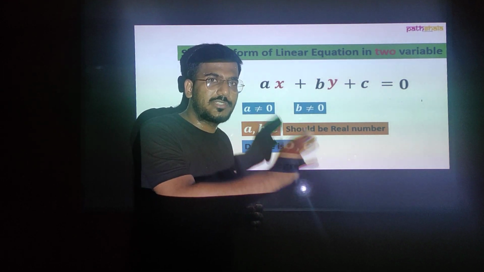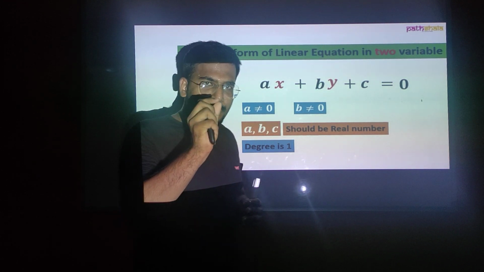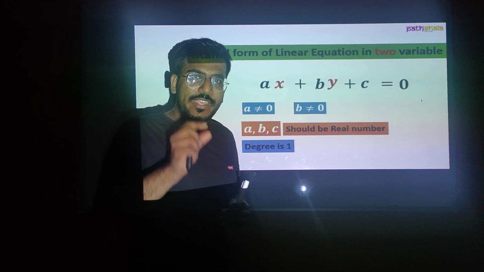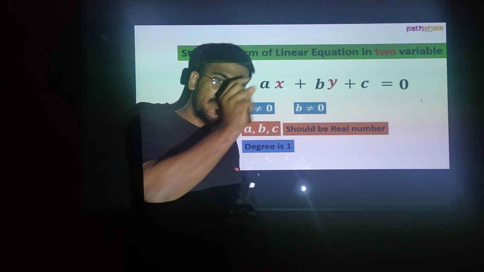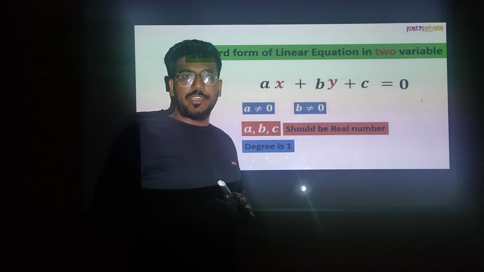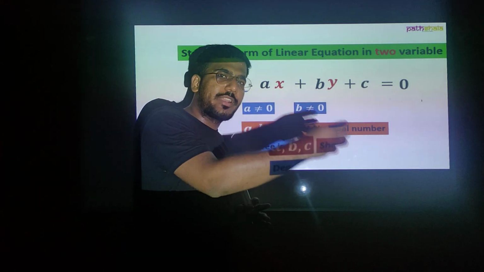ax plus by plus c equal to 0. Now keep this in mind, make this a part of your notes. For solving any equation, we will always shift the constant term to the right hand side. Means the constant term, what is it? c. We will always shift it to the right side.